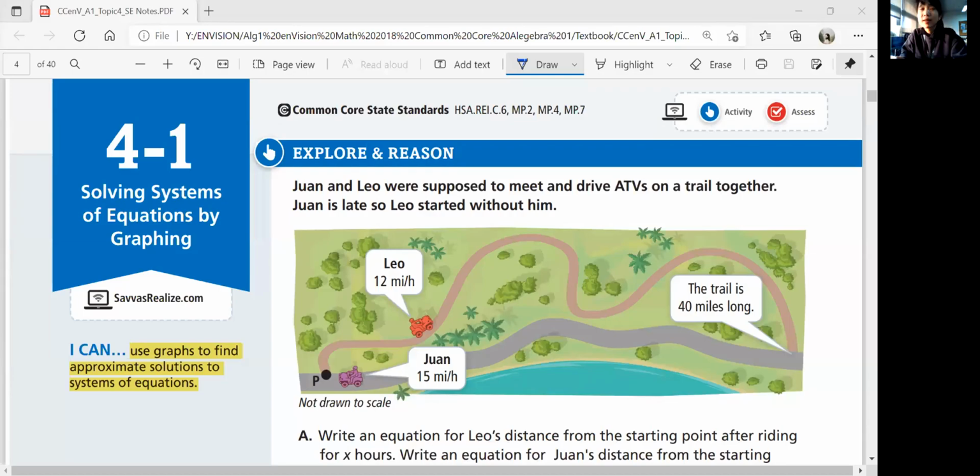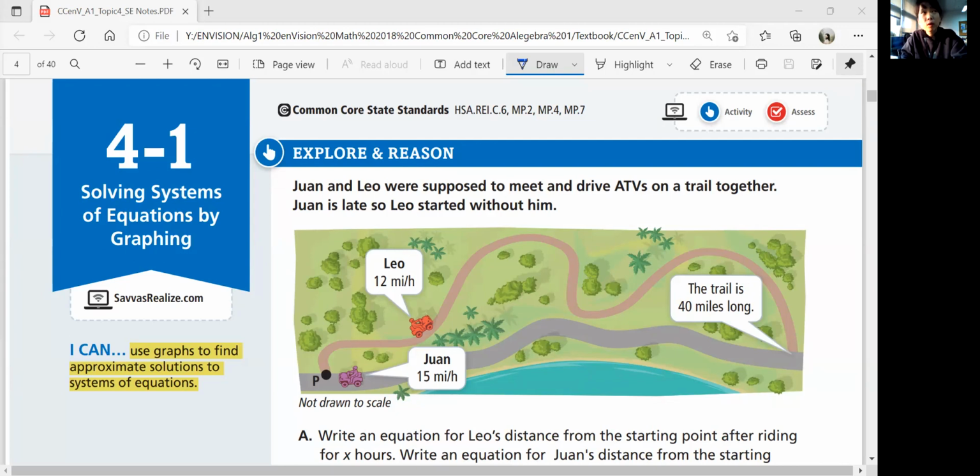Hello, this is Algebra 1, Lesson 1 from Topic 4, Solving Systems of Equations by Graphing. In this lesson, we'll use graphs to find approximate solutions to systems of equations. Let's look at Explore and Reason.